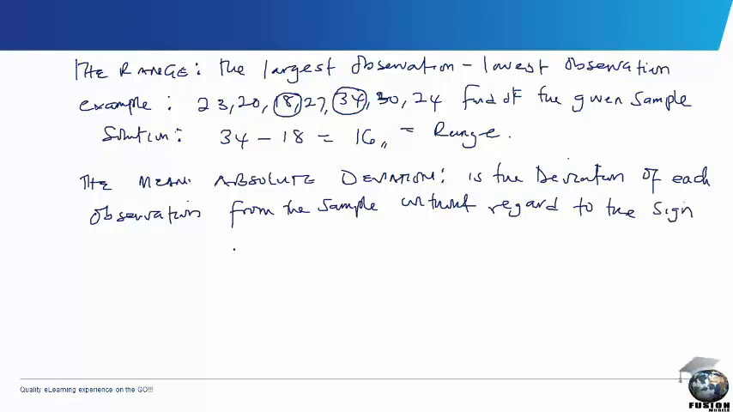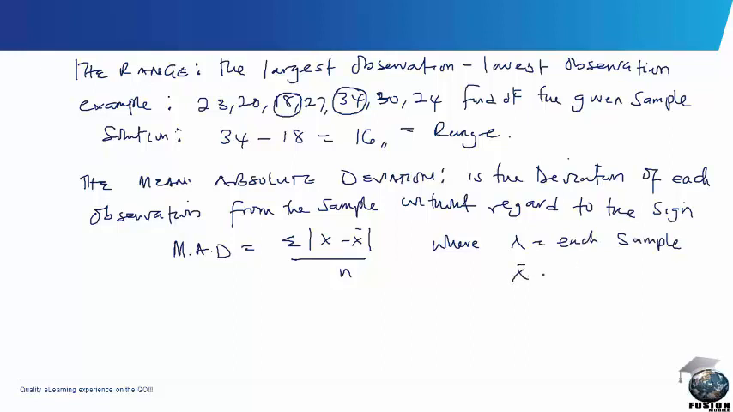The mean absolute deviation is equal to the summation of |x minus x bar| all over n, where x stands for each sample, x bar stands for the sample mean, and n is equal to the total number of observations.